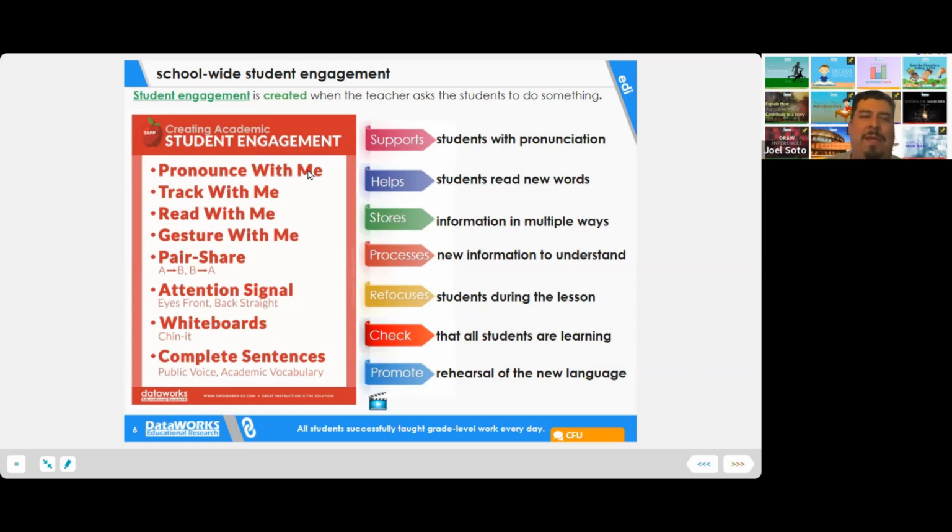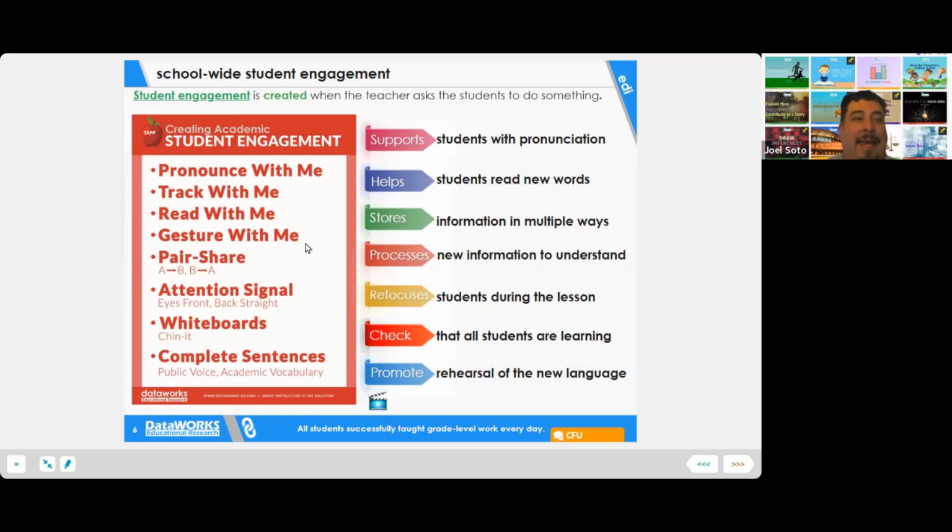We do track with me, read with me. Everybody look up here, I'm going to read. I'm doing it for a couple different reasons. I want to know that they're reading with me. A lot of times these EL students that you have have gotten really good at moving their mouth, but nothing's coming out. Or they'll be doing a read aloud and they're like 2 lines above or 2 lines below. You've seen that, right? Okay. So track with me, read with me.